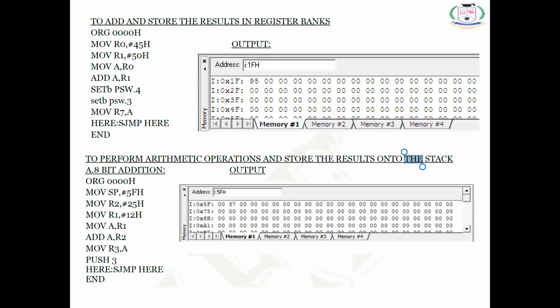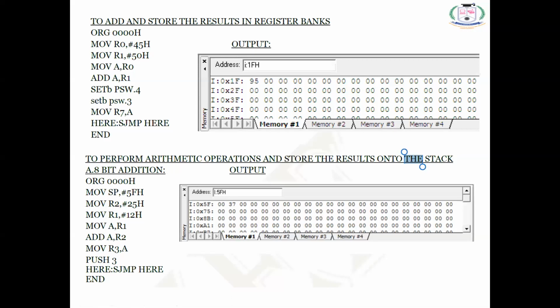Actually, this question I have asked. Very simple question. MOV R0, #45. Then MOV R1, #50. Now MOV A, R0. What is my A value now? 45. ADD A, R1. ADD A, R1 means 45 plus 50. We all know 45 plus 50. What is the answer? 95. So 95, I have to store it in which bank? Bank 4. So bank 4 means what I have to do?